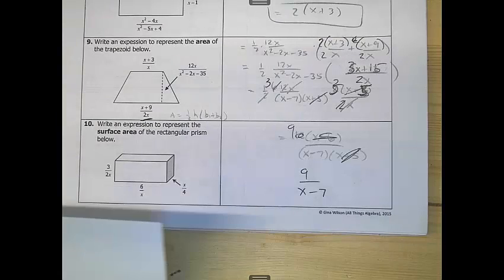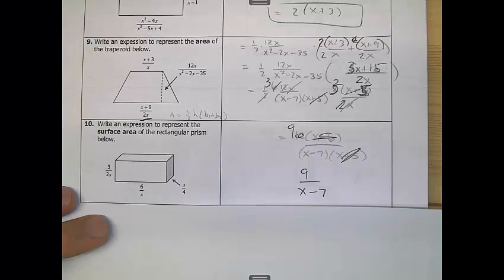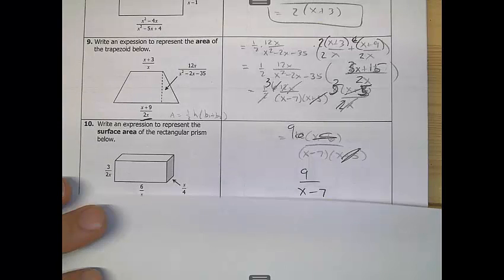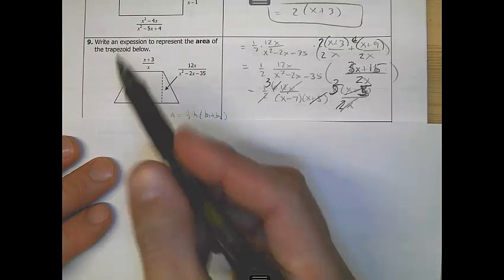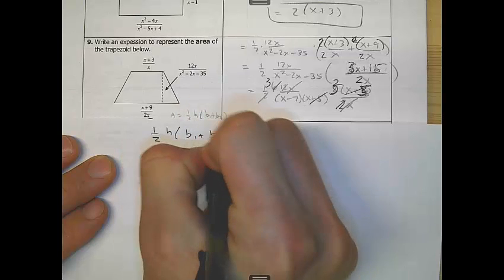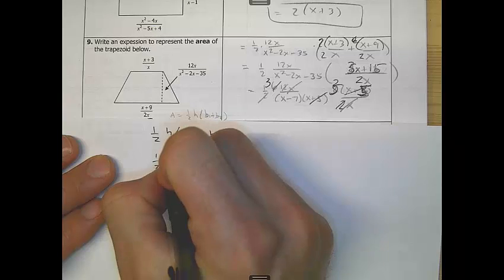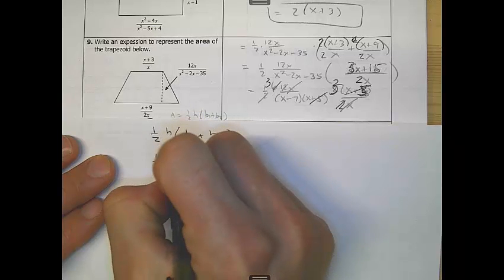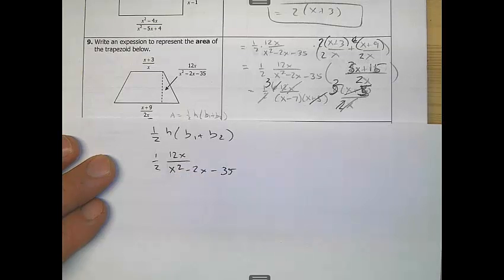Alright, I made such a mess with this last problem when I did it the first time that I'm going to have to pause it, re-record it, delete that, and edit it out. So what I'm trying to do is the area of this trapezoid, right? The area of the trapezoid is 1/2 height times base 1 plus base 2 that you learned about in geometry class, right? Well, the height is this 12x over x squared minus 2x minus 35, right?